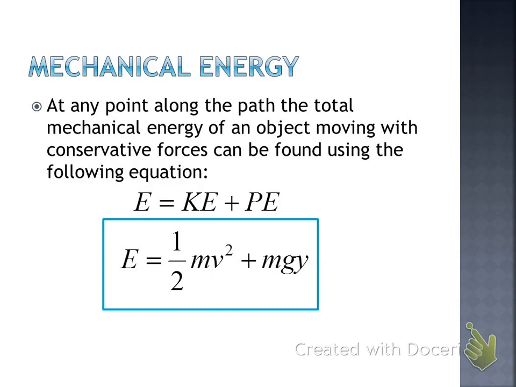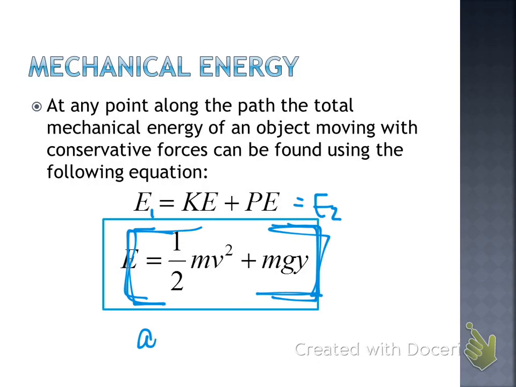So we've looked at this equation for mechanical energy. Energy equals kinetic plus potential. Now we're going to substitute the equation for kinetic energy and the equation for potential energy into that equation. This tells us at any point along the path, total mechanical energy of an object moving with conservative forces can be found using this equation. So this is essentially one side of our equation, because we had E1 equal to E2. So this whole portion right here is essentially one side of our larger equation.